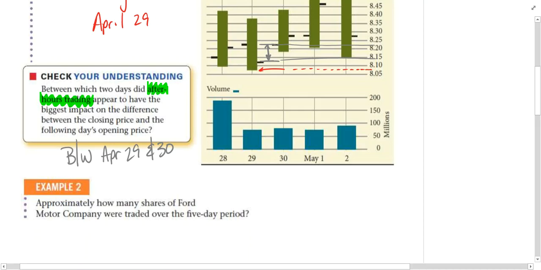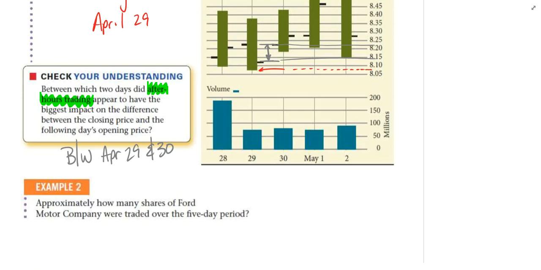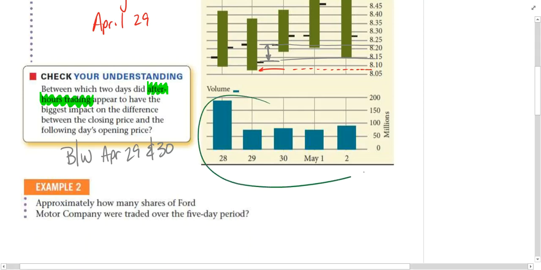the opening of another. Now, Ford is a rather large company, and we can see just how large it is by the number of shares of stock that have been traded throughout the week. That's what this chart is showing us right here.